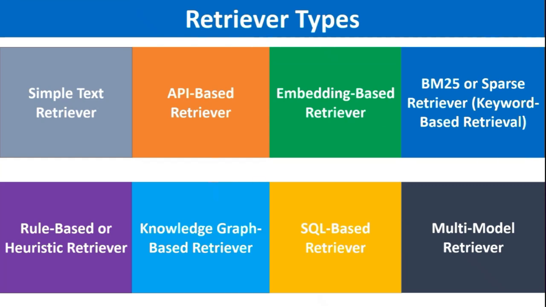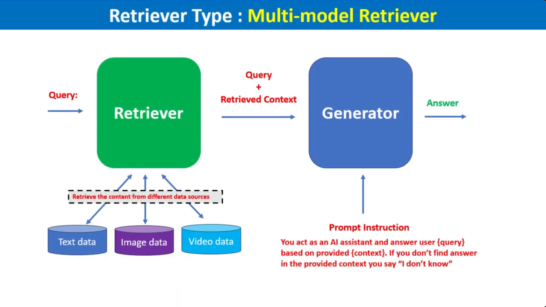So a multimodal retriever is built to handle queries that span different data types such as text, images, or videos. It uses embeddings to represent data from different modalities in a shared vector space, enabling unified retrieval. For instance, it can respond to queries like show me a video tutorial on solar panel installation by retrieving the most relevant video or images from the knowledge sources.